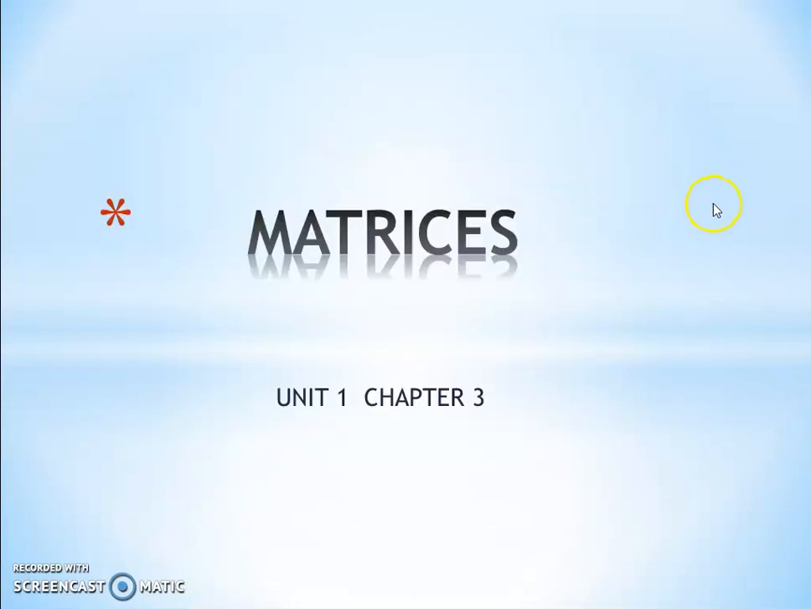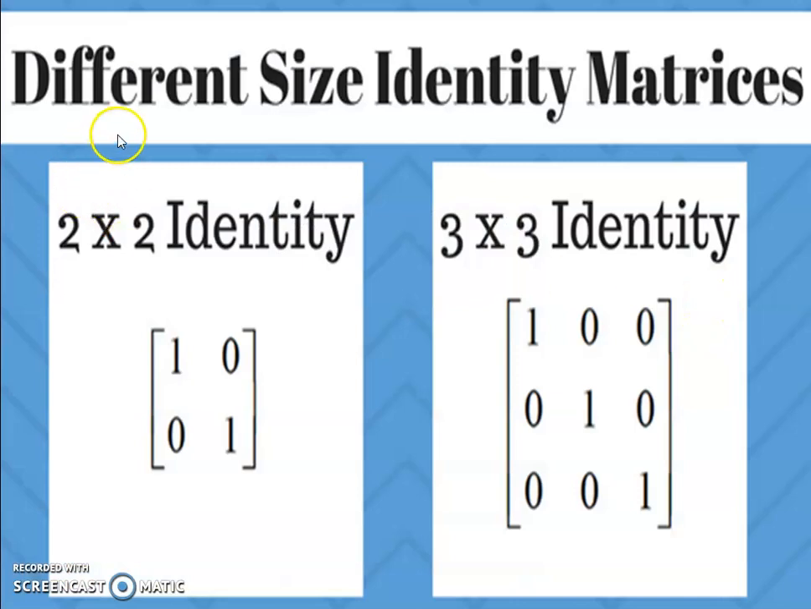Today's lecture totally depends on Chapter 3, Matrices, Unit 1. Different sizes of identity matrix we have to study in this chapter, and it is very useful. A 2 by 2 identity matrix is defined in a square matrix: 2 rows and 2 columns, with the diagonal entries being 1. That is a11 is 1, a12 is 0, a21 is 0 and a22 is 1.